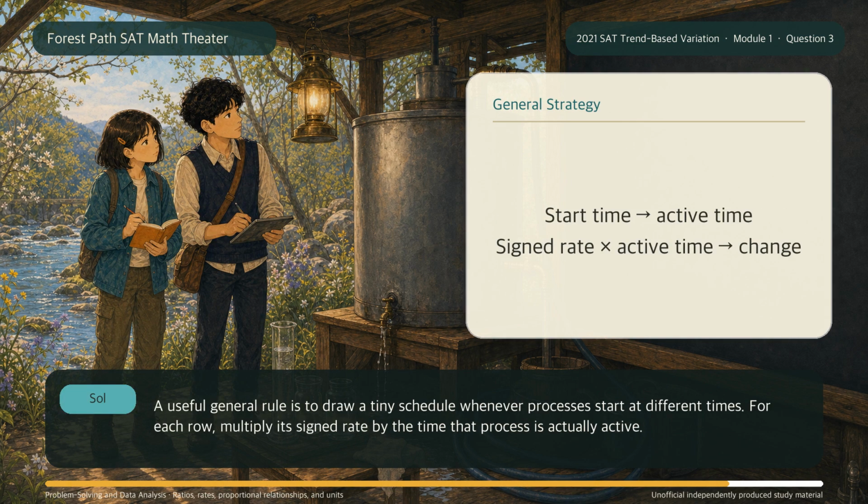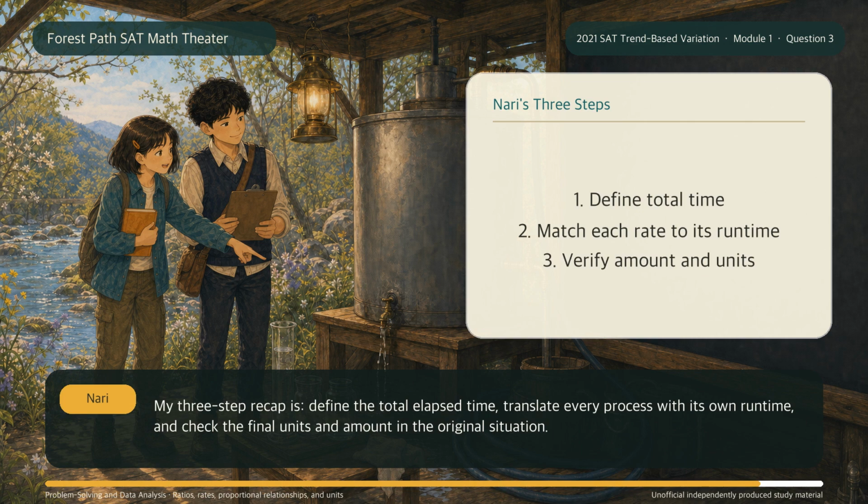A useful general rule is to draw a tiny schedule whenever processes start at different times. For each row, multiply its signed rate by the time that process is actually active. My 3-step recap is: define the total elapsed time, translate every process with its own runtime, and check the final units and amount in the original situation.